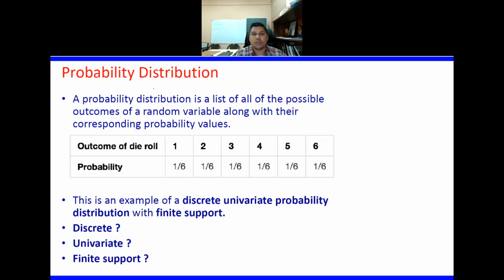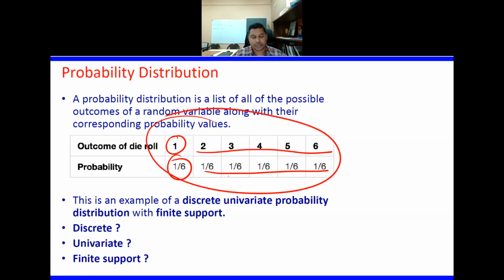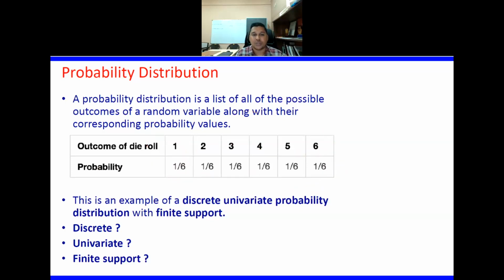Okay, so list of all possible outcomes of a random variable along with their corresponding probabilities. So this is the possible outcome, its probability. So these are all the possible outcomes and their probabilities. This is your probability distribution. So the list of all the values, all the possible outcomes along with their probabilities is called as probability distribution.